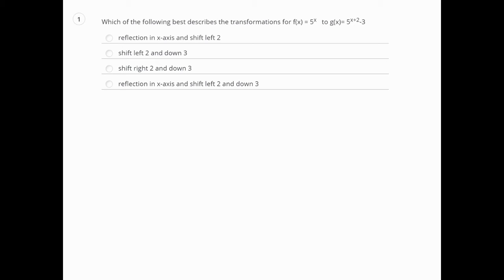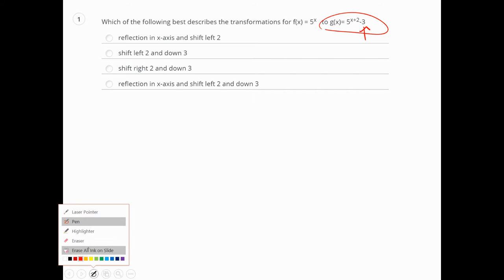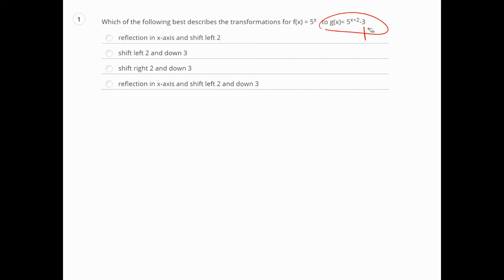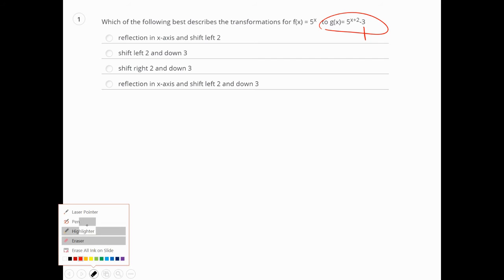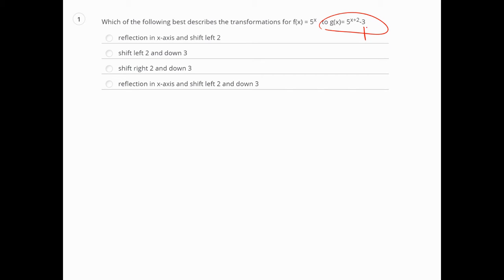All right, so which of the following best describes the transformations for f of x? So taking that first function and then how do we turn it into this second one over here? So to do that, the things that I see right here, we have this -3, and hopefully you remember, I know it's been a long time, that -3 is a k value or a vertical shift. So this is telling me that we go down 3.